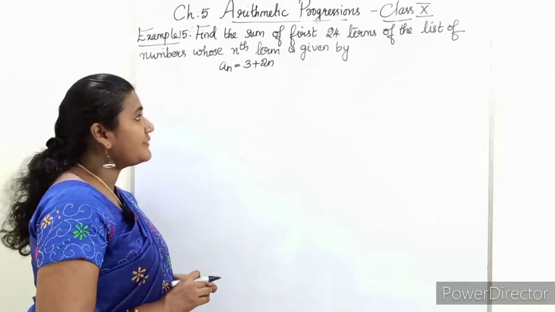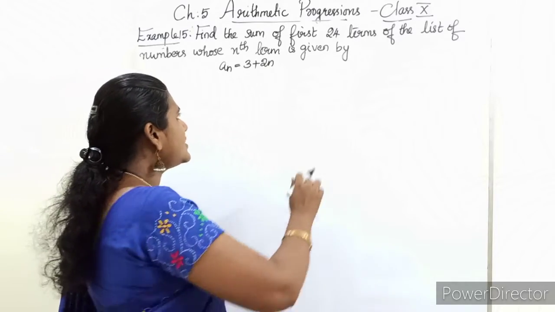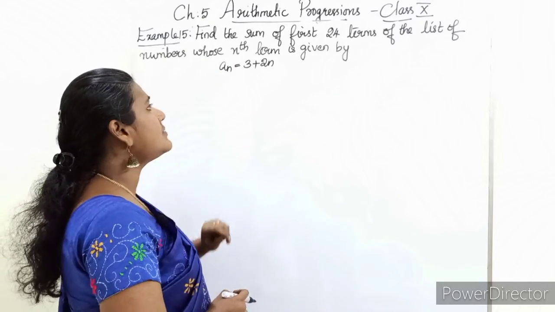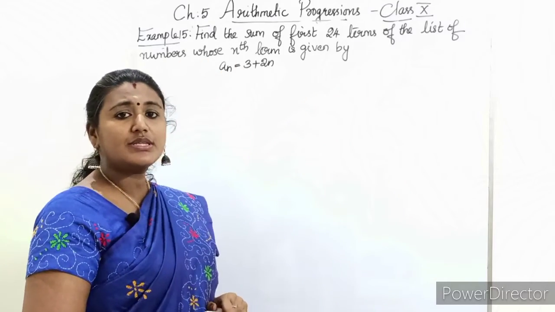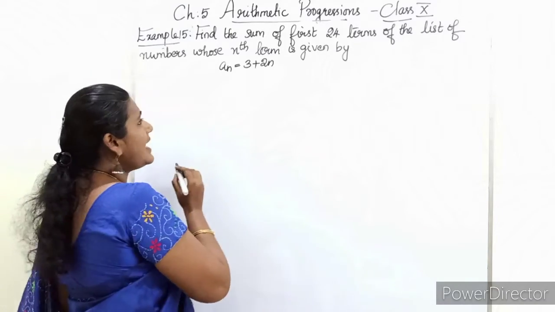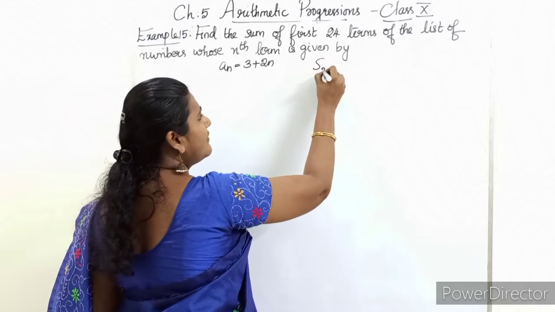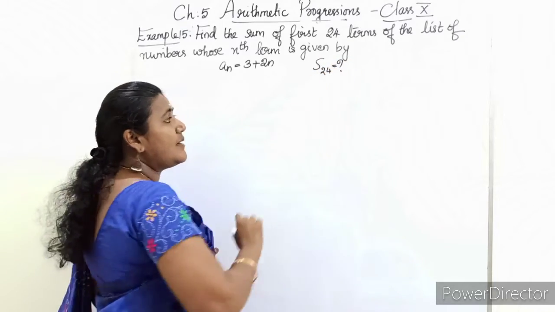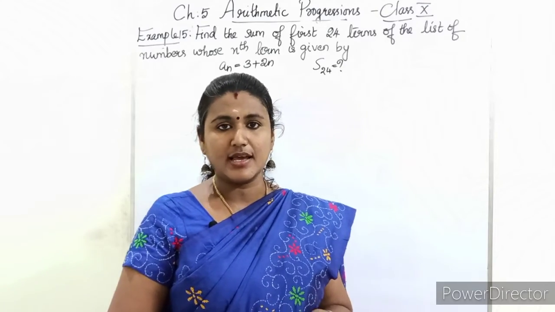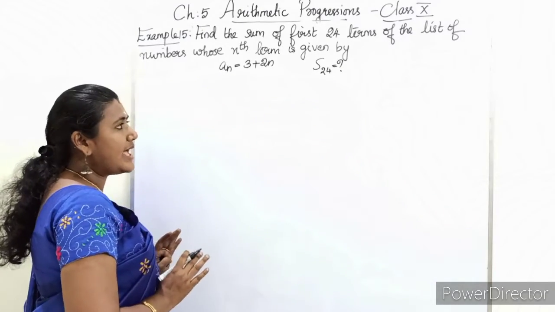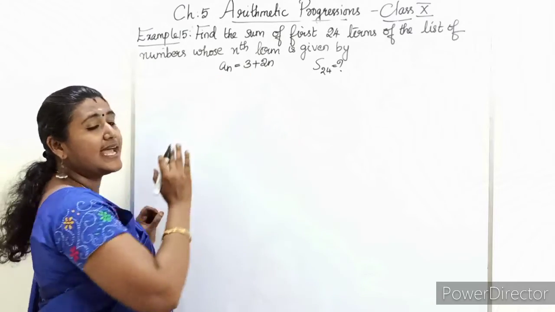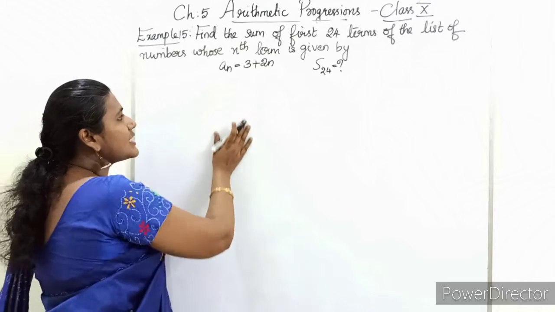So example 15: find the sum of the first 24 terms of the list of numbers whose nth term is given by an is equal to 3 plus 2n. So in this question we have to find S24 only, but the AP is not given. We don't know the value of A and D. So how are we going to find the A and D values? Instead of the A and D values, here an is given. So from this how can we find them?